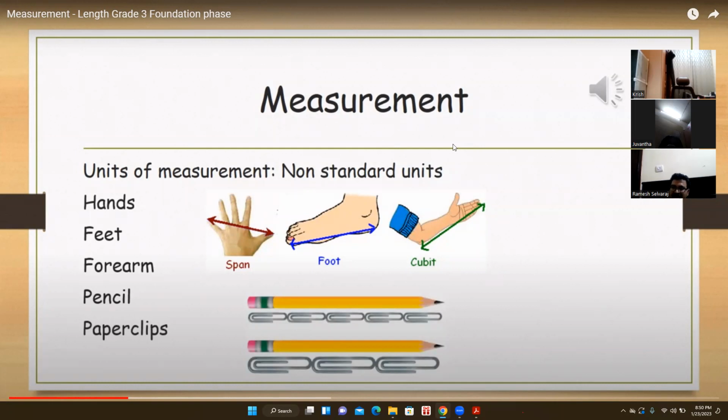Then make a table. Tomorrow we will see how much is your nail, all the nail, and your brother's nail, mother's nail also. We will measure it, and we will see even the foot. The foot length you measure, and span also, and cubit also, and pencil also, and paper clips also. You'll be having your pencil, right? Measure the pencil also, how many centimeters, and tell me tomorrow. Okay.